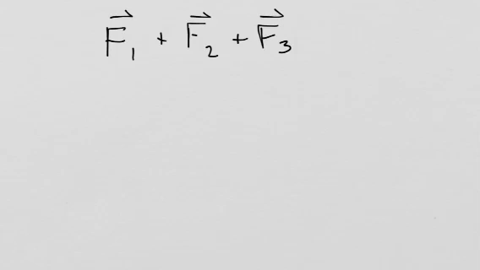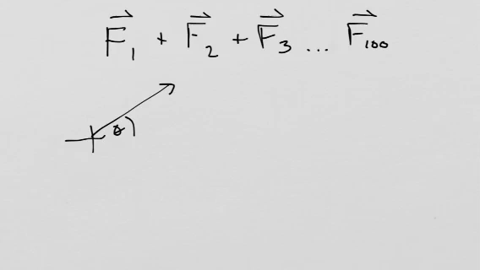So when you sum vectors, it doesn't matter how many you have. Let's say we're dealing with force vectors. So force vector 1 plus force vector 2 plus force vector 3. We could add all the way to force vector 100 if we wanted to. All of these vectors are going to have their own magnitude, that's to say their own length of the arrow, and they're going to have their own direction. Okay, they're going to have an angle.